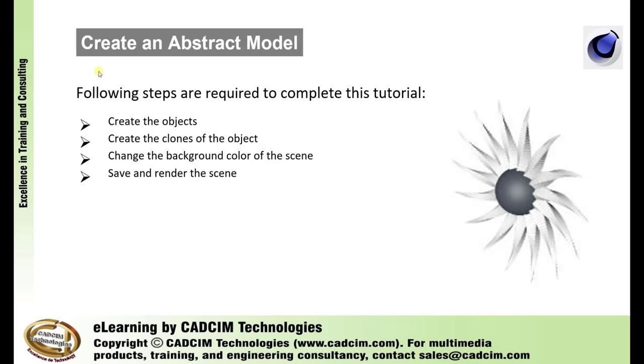Hello everyone. In this tutorial, we will create an abstract model as shown here. Following steps are required to complete this tutorial. We will first create the objects that are required to create the abstract model. Next, we will create the clones of the object. Then we will change the background color of the scene. In the end, we will save and render the scene.